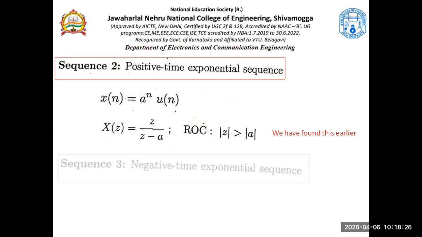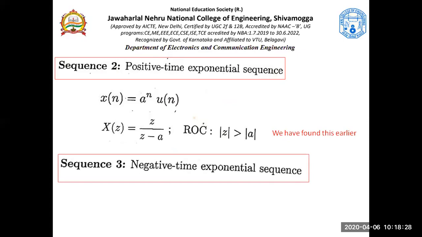Even the third sequence is something that we have seen, the negative time exponential. If you have to recall how the negative time exponential looks, if this is positive time exponential, negative time exponential looks like what? There will be a negative sign. In place of a, they have taken b. So minus b to the power n u of minus n minus 1, because positive time exponential goes from 0 to infinity, negative time exponential goes from minus infinity to minus 1.